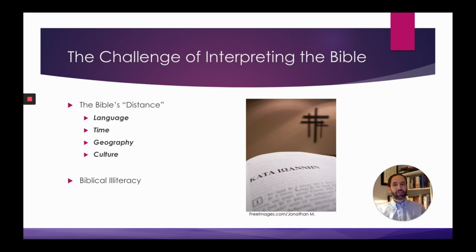Second, the Bible is challenging to interpret in that it is distant in time from us. So the events of the Bible happened a long time ago. The books of the Bible written about those ancient events were written a long time ago. For us in the 21st century, that's about 2,000 to 3,500 years ago. And a lot has changed in the world, of course, between then and now. And that's partly why the Bible is so challenging to interpret.